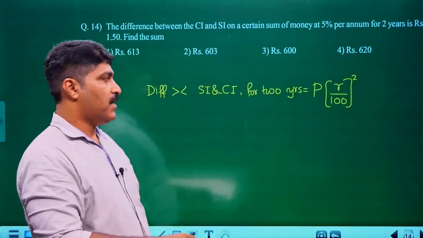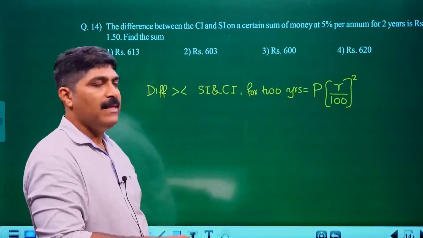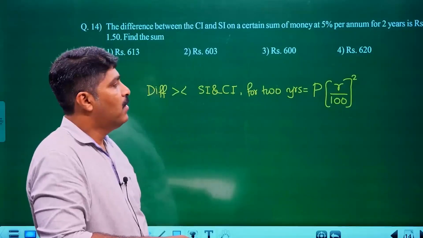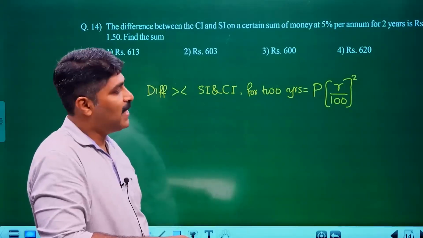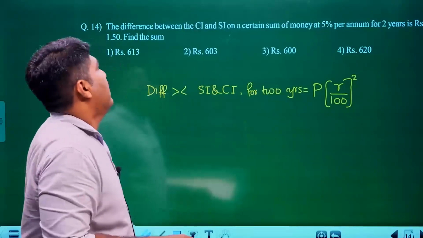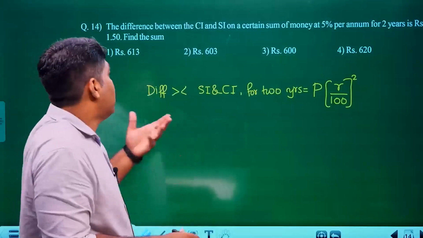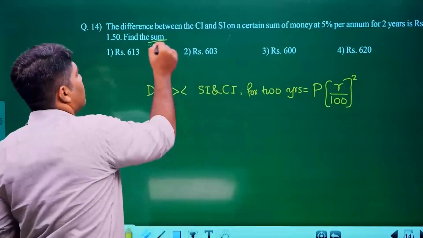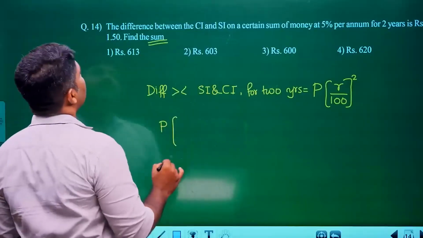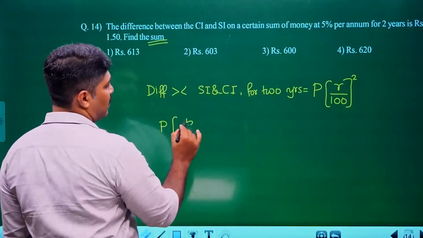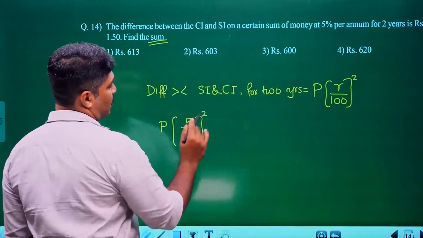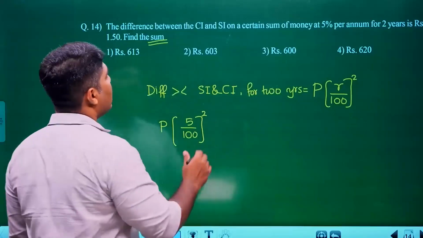So this is a direct result. There's a difference between simple interest and compound interest on a particular principal amount for 2 years at the same rate of interest R% per annum. It is given that we have to find out the sum. Sum in the sense, that's the principal value. So it is given that P into, what is the rate of interest here? 5%. So this is 5 by 100, the whole square.